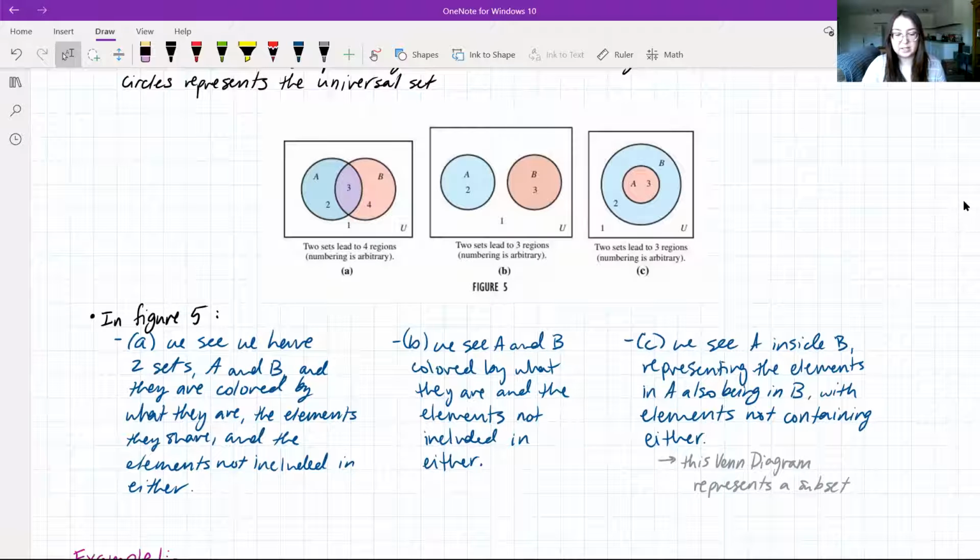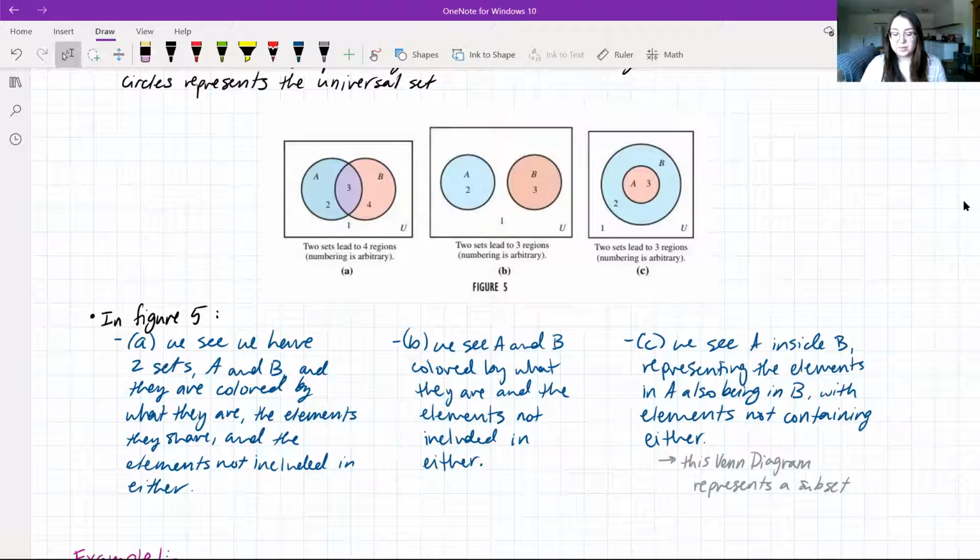So in figure 5 here, in the first picture, A, it says 2 sets lead to 4 regions, numbering is arbitrary. We see that we have 2 sets, A and B. They're each colored by what they are, so A is blue and B is that pink color, and then 3 is purple because that's the numbers that they share. And also the elements not included in either will be in the white rectangle of our universal set. Those will be all the numbers that aren't contained in sets A or B.